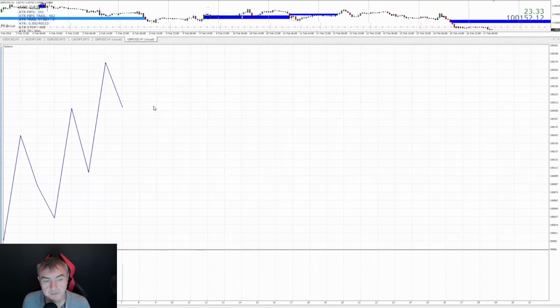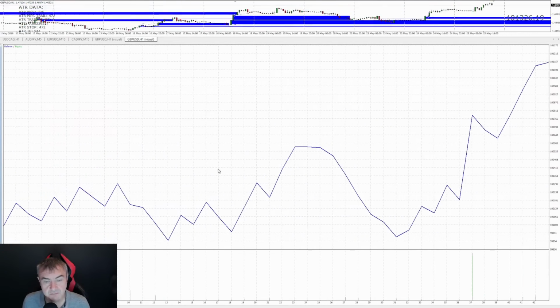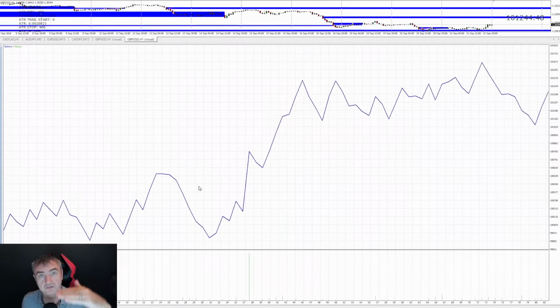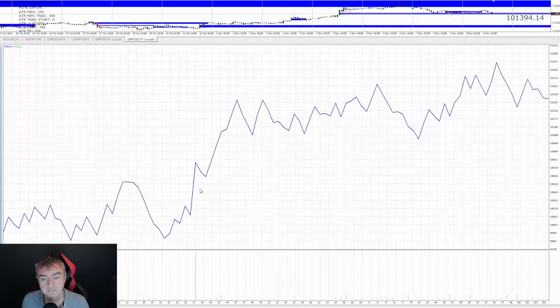Obviously, in the run up, we may find the run up actually gets smoothed out and isn't quite as big, because trailing stops will obviously get taken out when the market pulls against us.